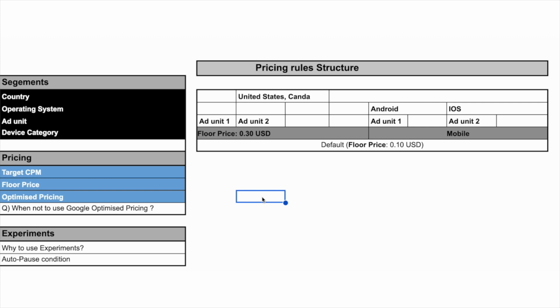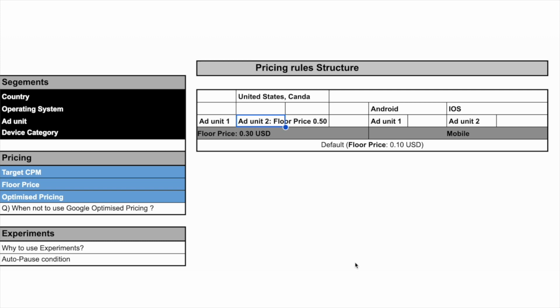Now further down the line, you notice that some of your ad units are actually performing even better and they have even higher CPMs. So you go in here and you apply again a floor price. For instance, ad unit 2 is a sticky ad unit and it's performing pretty well, and it's got CPMs of around 0.50, let's say, so 0.50.